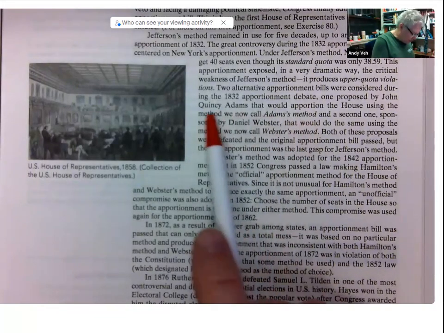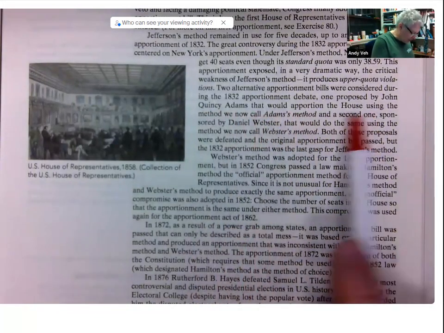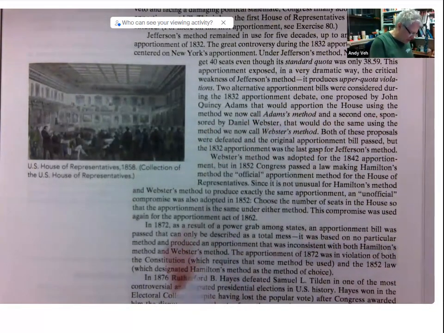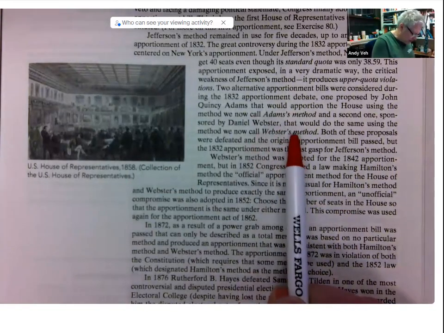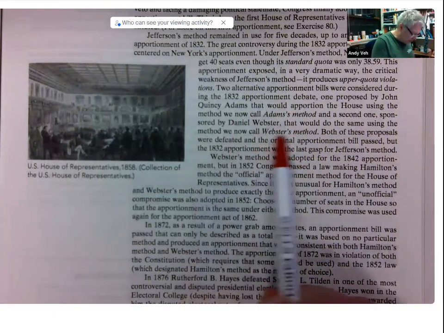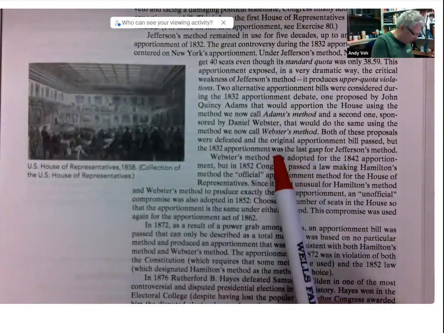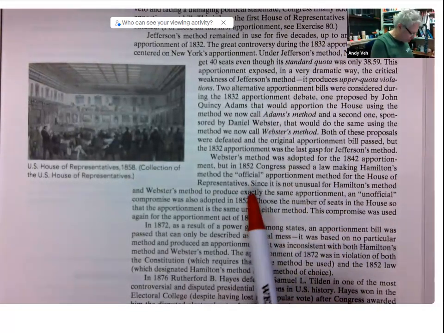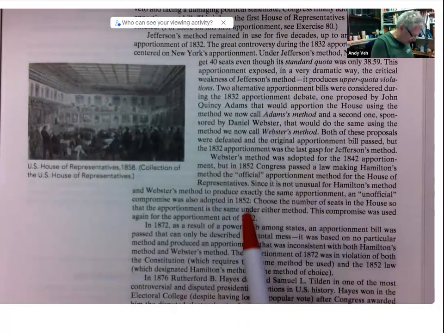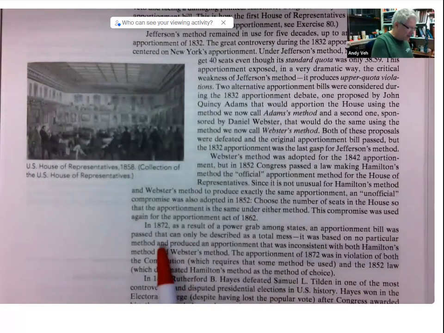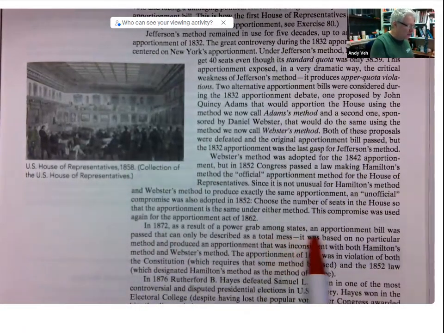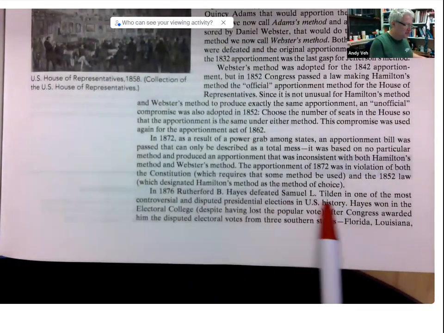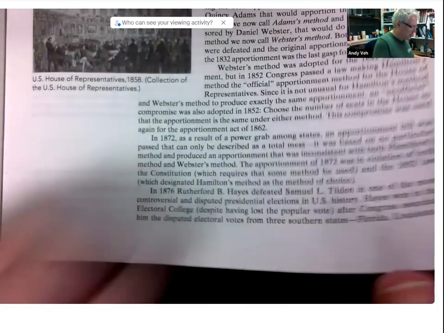So then there was John Quincy Adams, who would apportion the House using the method we call now Adams's method, and a second one sponsored by Daniel Webster, I believe was a senator, that would do the same using the method we call now Webster's method. So we already came across all 4 methods that were being used before the present one. And then again Webster's method, and so on. As a result of a power grab among states, an apportionment bill was passed, and so on. And then Hayes versus Tilden, and so on. I'm going to page.